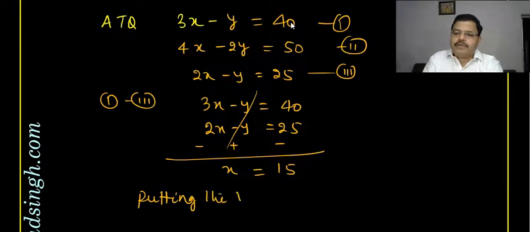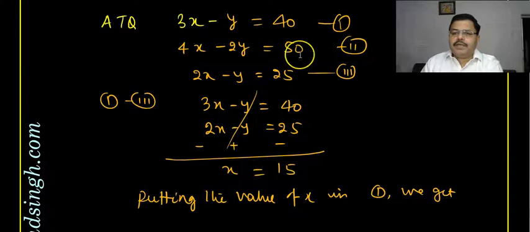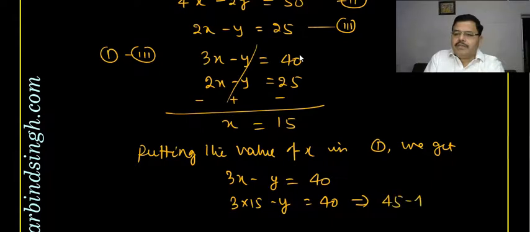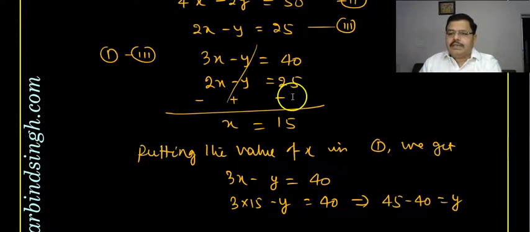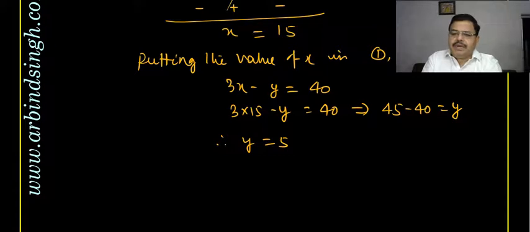Putting the value of x in the first equation, we get x is 15, so 3 into 15 is 45. 3x minus y is 40, so 3 into 15 is 45 minus y is equal to 40, and therefore 45 minus 40 is equal to y. And hence y is equal to 5. So Yes has 15 correct answers and 5 incorrect answers.